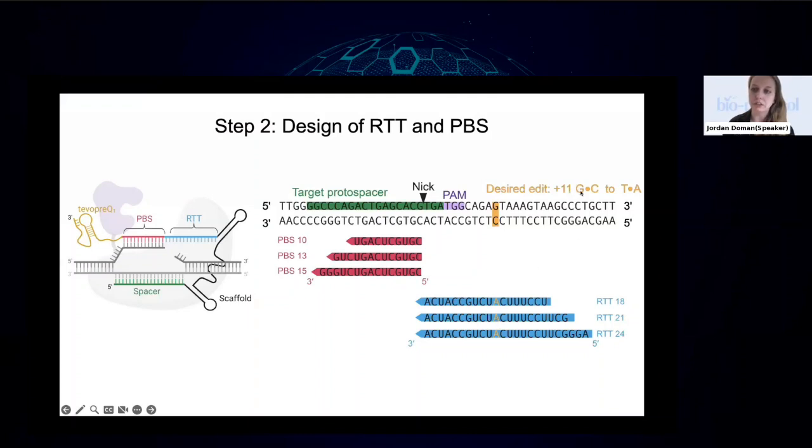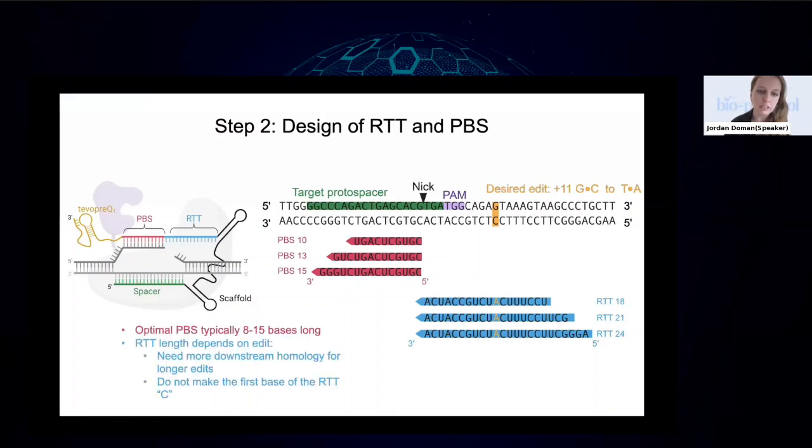So for us, we want to change this G to a T. So we'll template that with an A in the pegRNA, but we don't know how long to extend it for. So how much downstream homology do we want the RT template to encode? So these are the two lengths that we play with. How much hybridization do we want the PBS to have, and how much downstream homology do we want the RTT to encode?